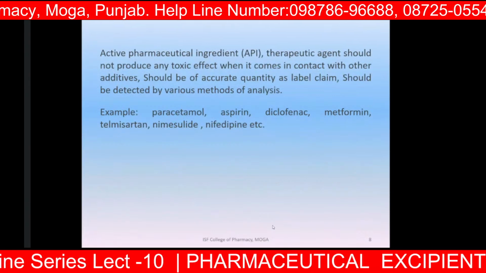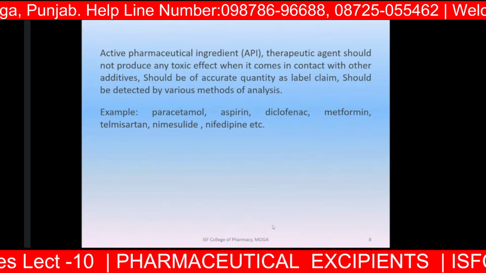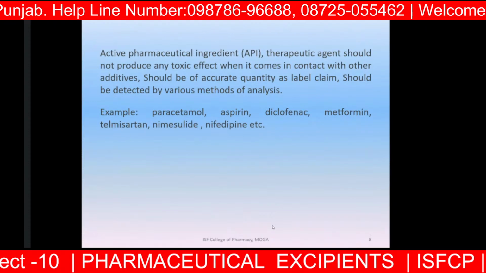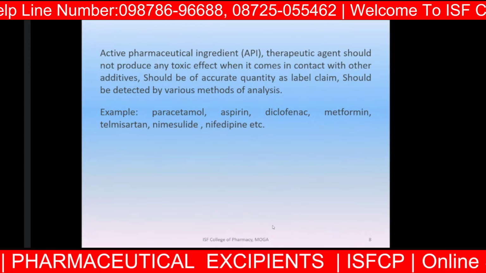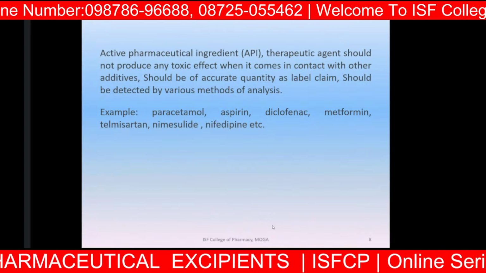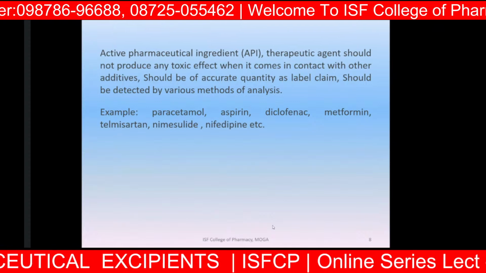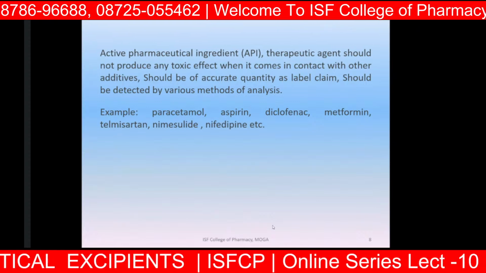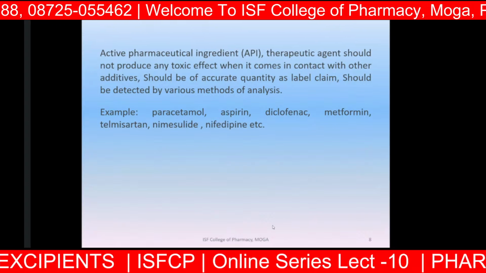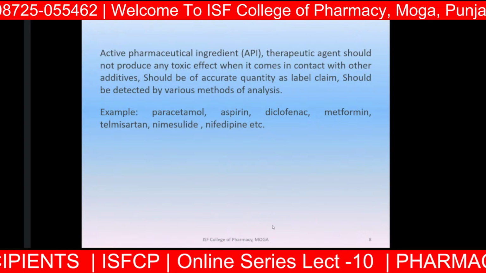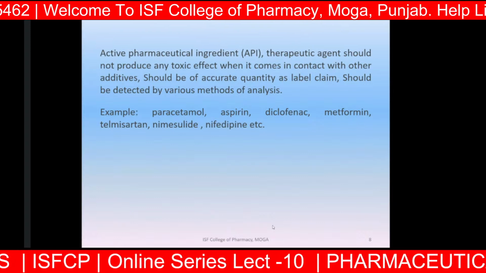In the case of the active pharmaceutical ingredient, the therapeutic agent should not produce any toxic effect when it comes in contact with other additives, should be of accurate quantity per label claim, and should be detectable by various methods of analysis. Examples of APIs are paracetamol, aspirin, diclofenac, nimesulide, and nifedipine. These are some examples of the APIs used in pharmaceutical formulations.